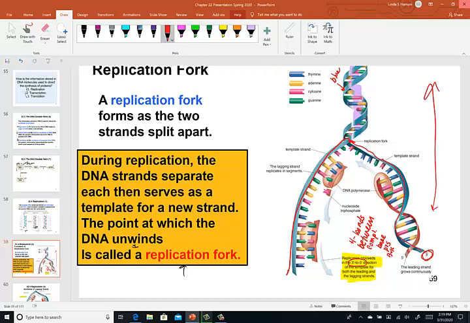Vocabulary. The leading strand grows continuously. The leading strand is from the 3' up towards the 5' end. That is what we call the leading strand, and it grows and grows continuously. It does so by creating a complementary strand based on complementary base pairing.